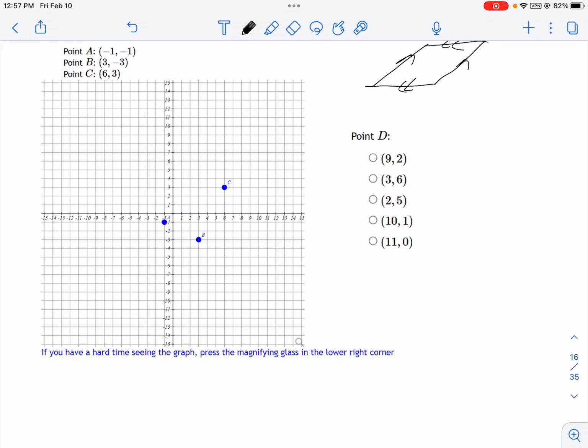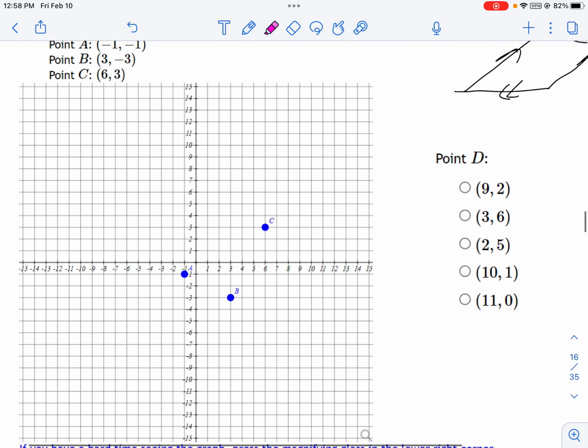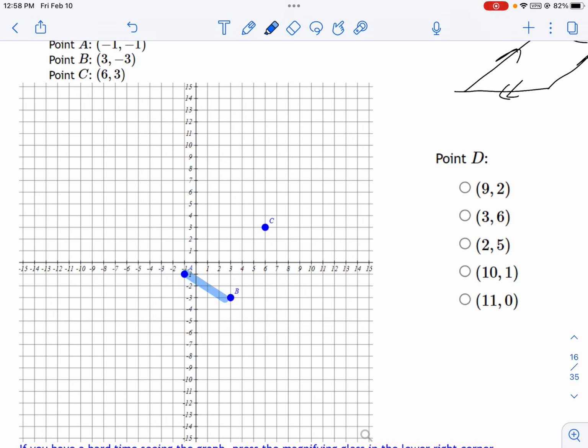Well, let's read what we were told one more time. It says determine the coordinate point that will finish the parallelogram A, B, C, D. What that means is that A must connect to B, B must connect to C, and C must connect to D. So we already know that the fourth point can't be over here, because if you connect this, that's not a parallelogram. If you were to try to go another direction, that would again cross another one of your sides. That wouldn't be a parallelogram. So how do we find that last point?